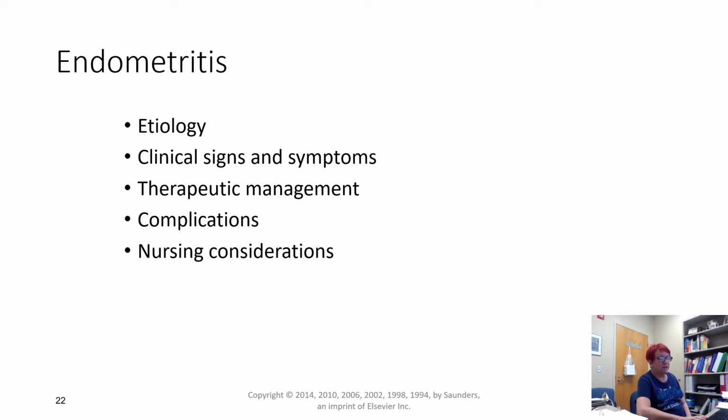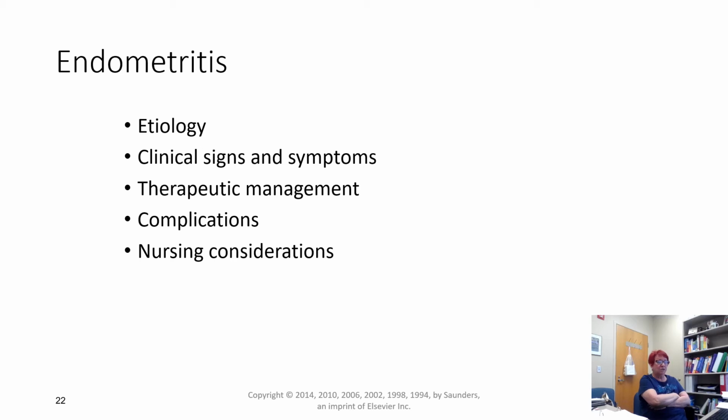Oftentimes with endometritis, you may have some foul-smelling lochia. You've got the elevated temperature. You may have some abdominal tenderness. Again, some of the complications can be infertility and pelvic inflammatory disease. Sometimes they say some of these things make women more prone to having an ectopic pregnancy. There's not absolute proof, but there are some strong correlations.